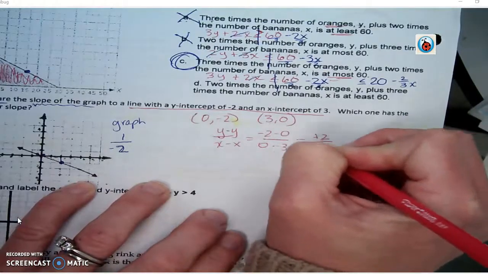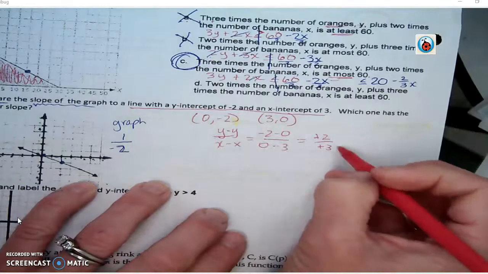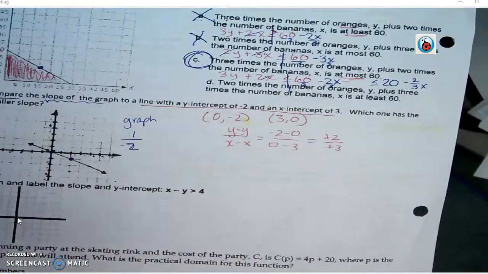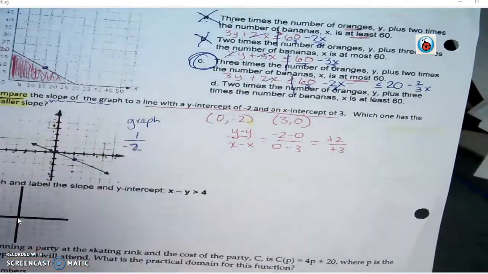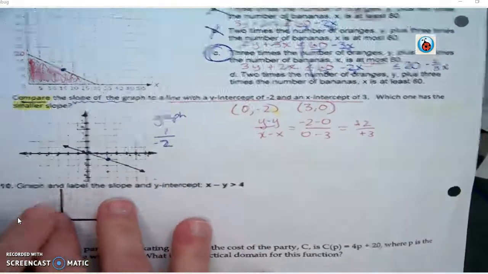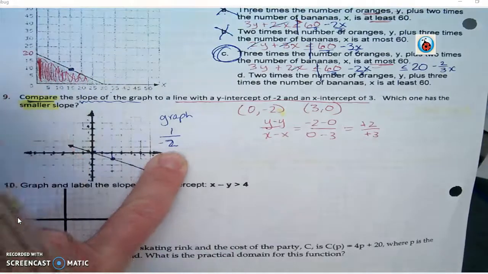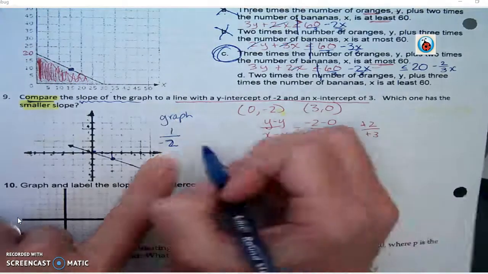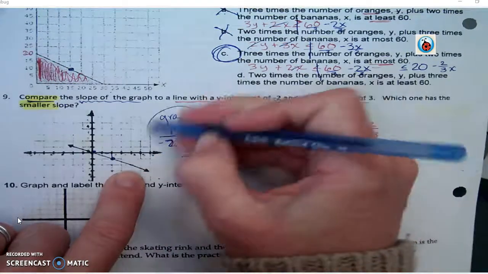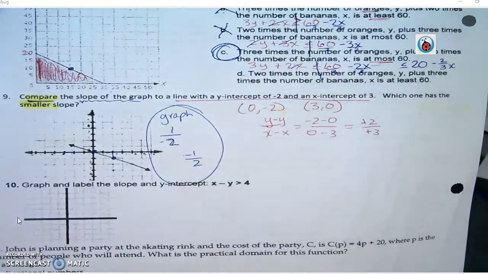Negative by negative is a positive, so you get 2/3. So which one is smaller? The negative 1/2 or positive 2/3? Negative 1/2 is smaller. So the graph is the smaller slope.